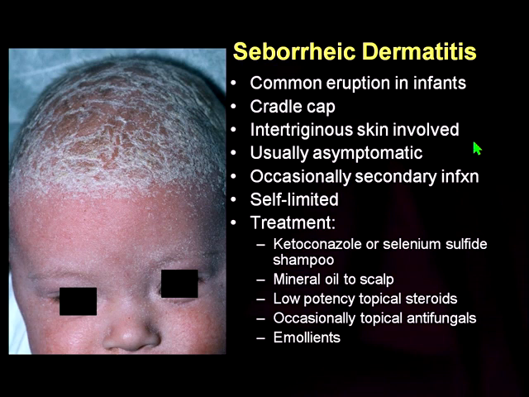It tends to be asymptomatic, so they can look much, much worse than they feel. And because it's self-limited, we aren't terribly aggressive with our treatment. We usually use shampoos containing ketoconazole or selenium sulfide. We use mineral oil to the scalp. We'll sometimes use low-potency topical steroids. Sometimes we will mix that with a topical antifungal, and then certainly emollients.